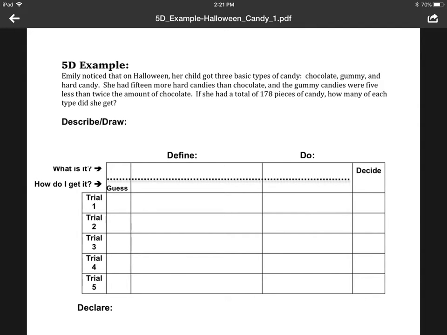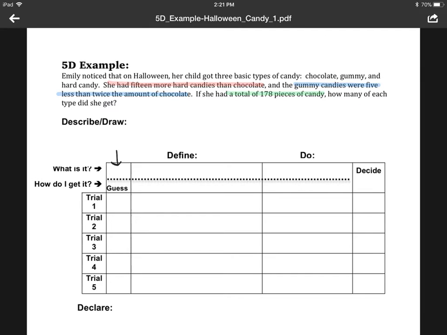As a quick refresher, let's highlight the important information. Emily, notice Halloween, they got 3 basic types of candy: chocolate, gummy, and hard. 15 more hard than chocolate, and gummy candies were 5 less than twice chocolate. And we have a total of 187 pieces of candy. With that being said, you can see that chocolate came up the most. So normally we would start here with chocolate.